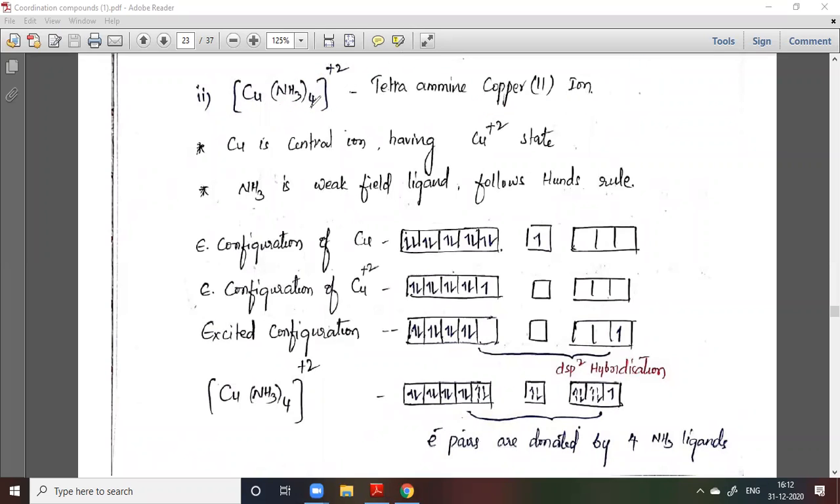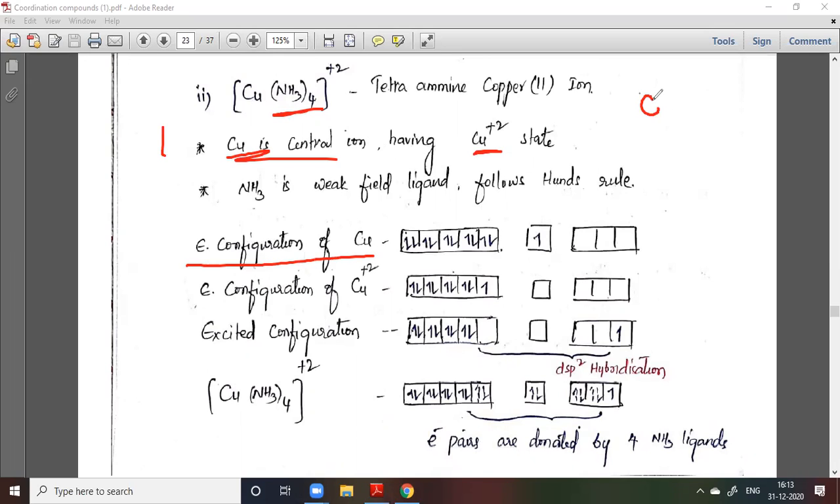Now, is it a strong field ligand or a weak field ligand? Definitely this is a weak field ligand. But you should understand one thing here. Let us first draw the electronic configuration. Let us first draw the orbitals of this, for copper in the Cu plus 2 oxidation state.